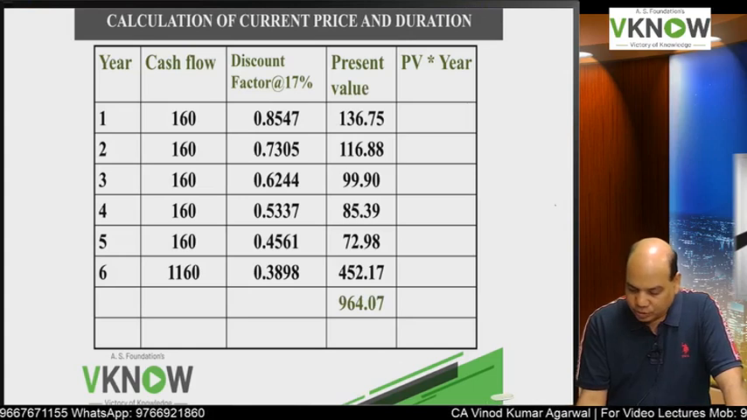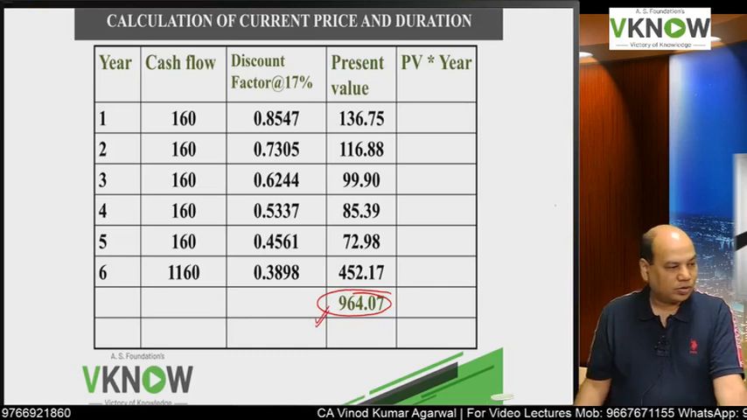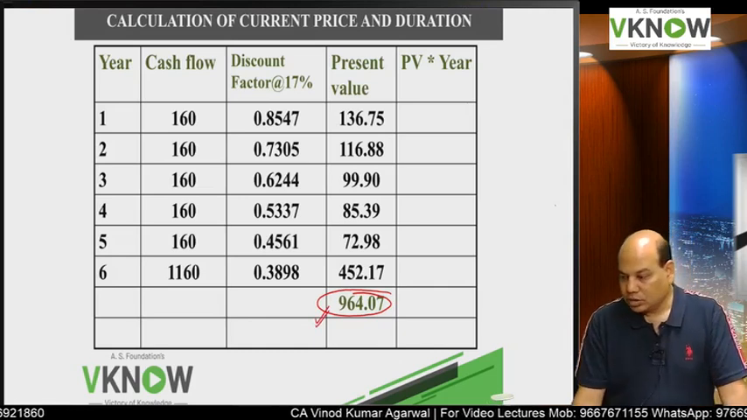$962.92. Approximately, you are right. 964.07. I have got some difference is possible. Some difference is possible, so don't worry. Approximately you must get the same answer.